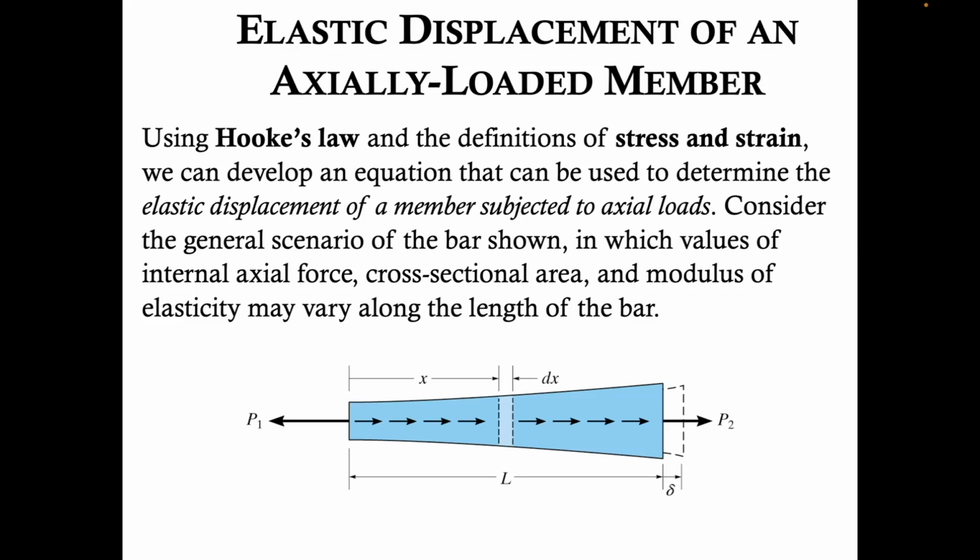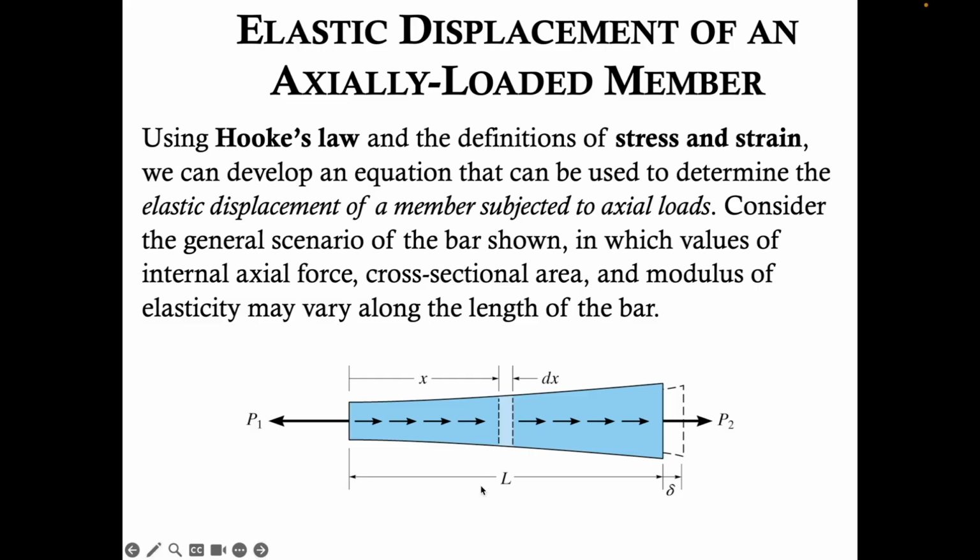Let's now discuss the elastic displacement of an axially loaded member. So using Hooke's law that we learned about in Chapter 3 and the definitions of stress and strain that we learned about in Chapters 1 and 2, we can develop an equation that can be used to determine the elastic displacement of a member subjected to axial loads, purely axial loading.